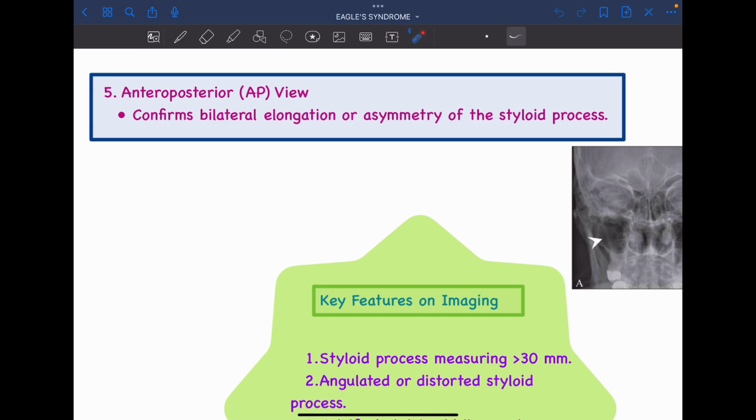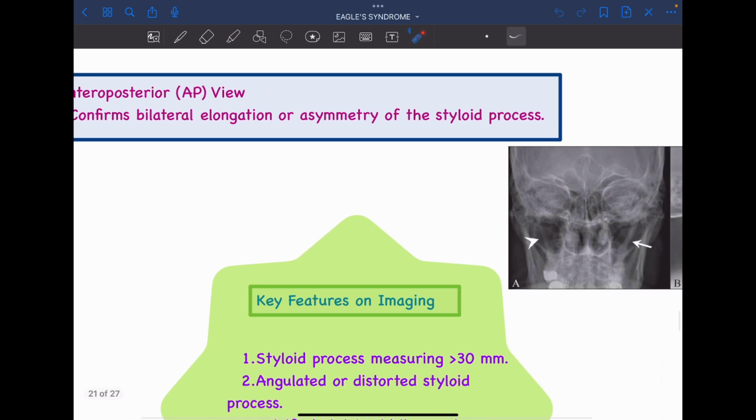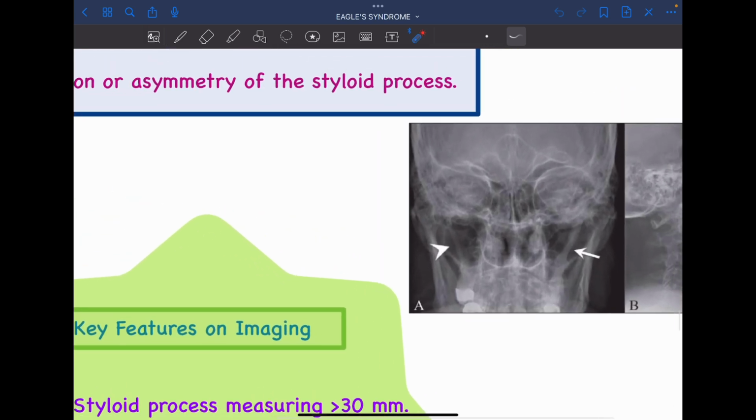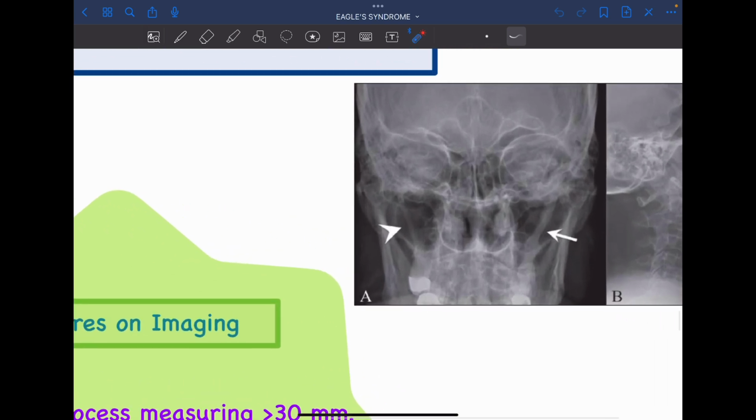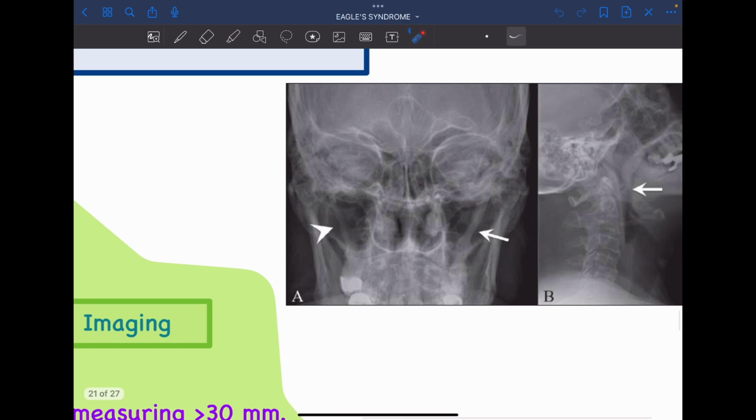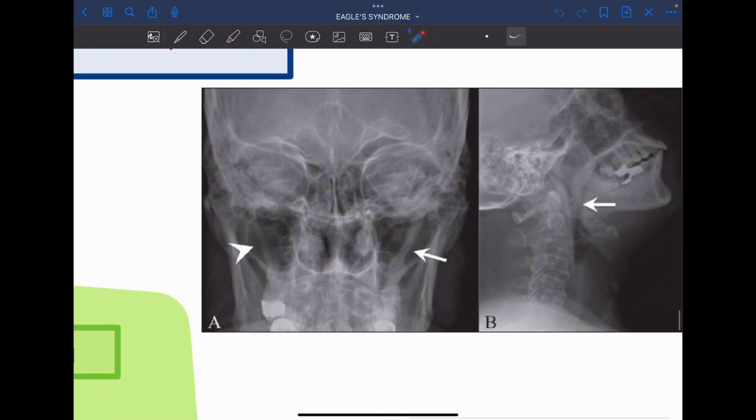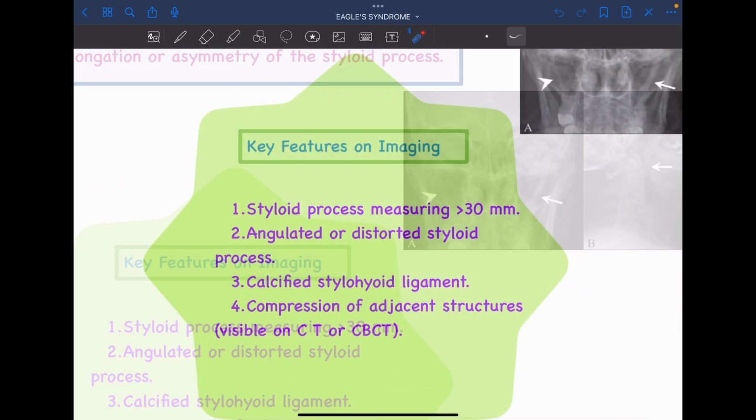Let's discuss further the imaging modalities. The fifth one is the PA view or the anteroposterior view. It basically confirms the bilateral elongation or the asymmetry of the styloid process. So here you can see we have our AP view, and here you can see bilaterally enlarged or elongated styloid process. Here also you can appreciate the same thing.